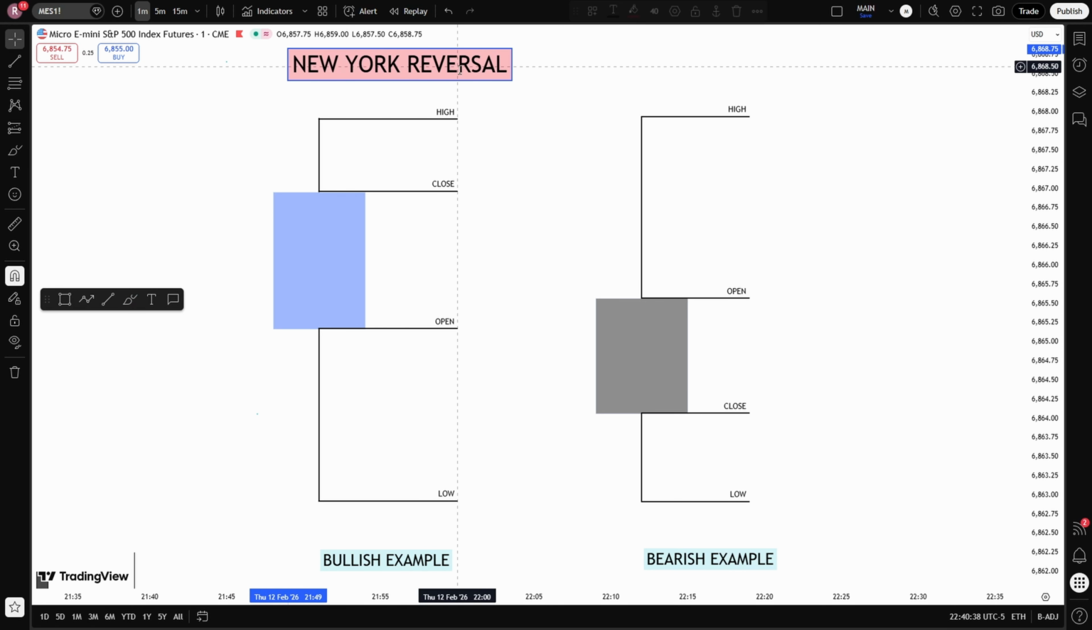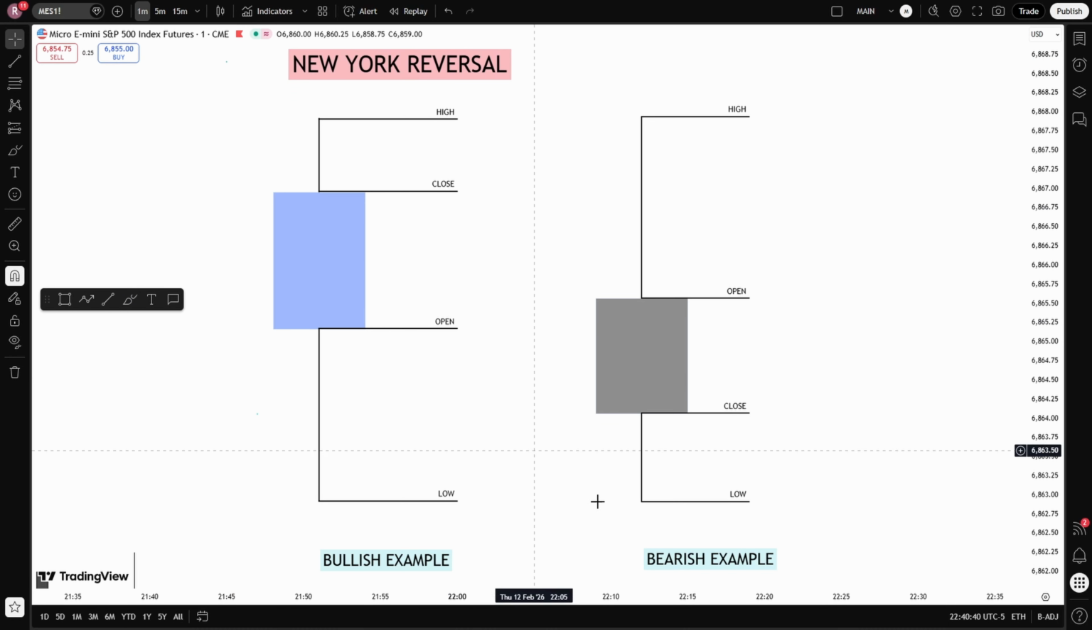It's going to be a candle that looks something like this. First, we have an open, push to a high, then a low and close. Then the next candle goes open, push to a low, then a high, and close.